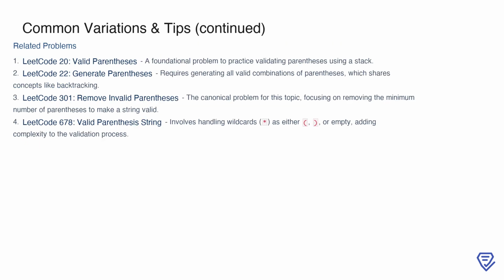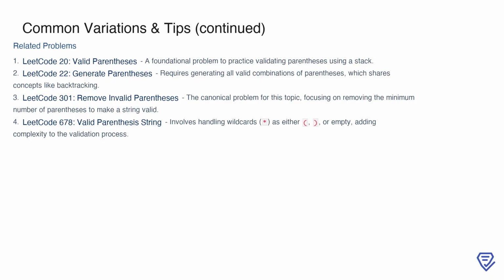This problem is also closely related to other challenges that reinforce similar concepts. For instance, LeetCode 20, valid parentheses, is a foundational problem that focuses on using a stack to validate parentheses. It's an essential building block for understanding the mechanics of balanced strings. LeetCode 22, generate parentheses, involves creating all valid combinations of parentheses, which introduces backtracking as a key technique.